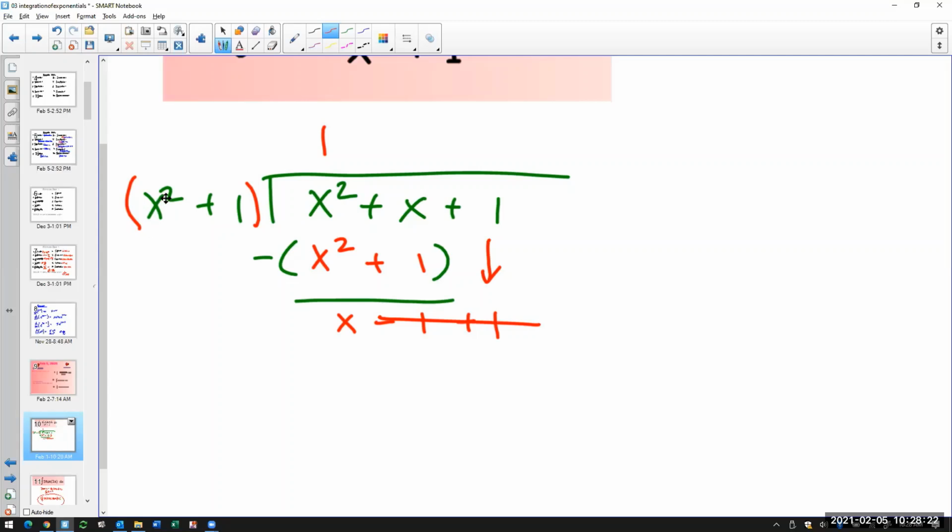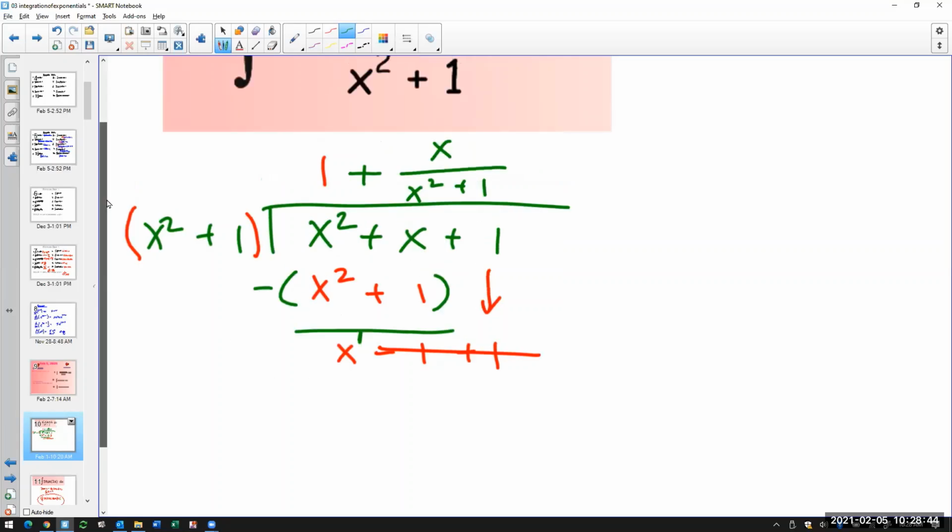Then I say x squared times what gives me x. But do I need to do that? No, why not? Yeah, because this power is lower than this, okay? So this answer will be plus the remainder, so the remainder is x, over this whole thing, x squared plus 1. Also, make sure you brought down all of your terms or used up all your terms, and I did. Okay, so my answer up here.